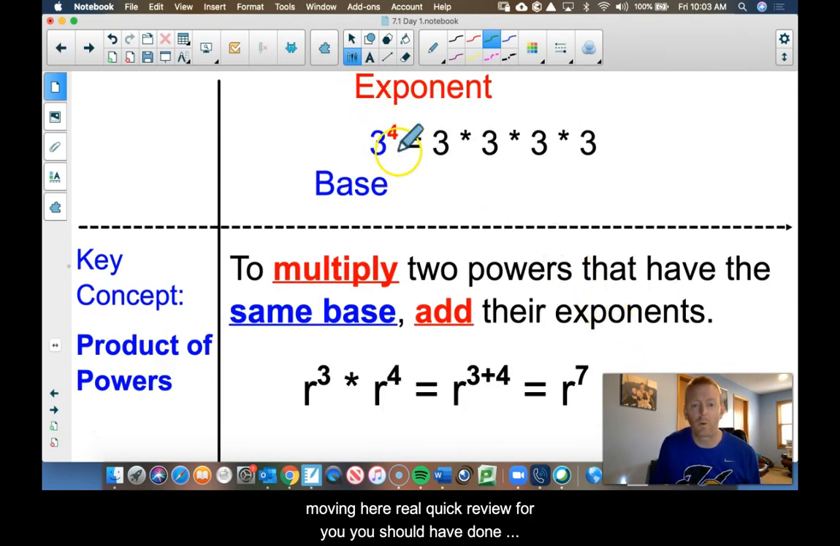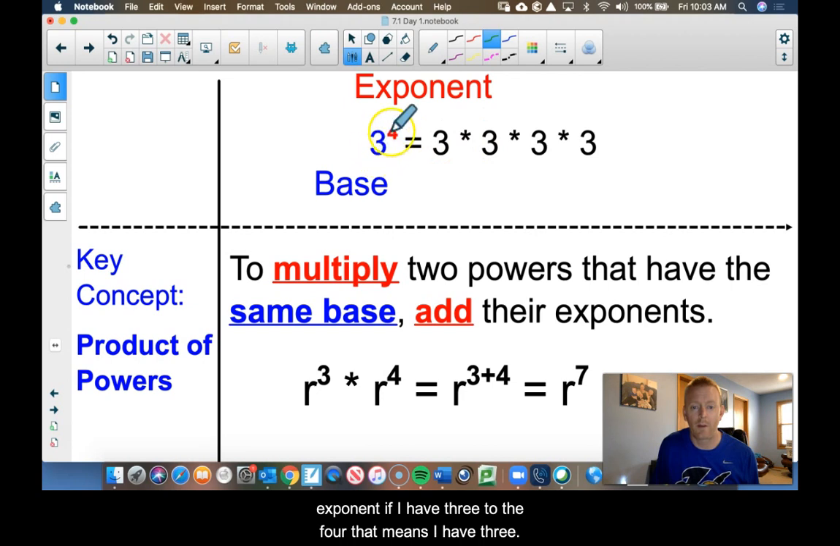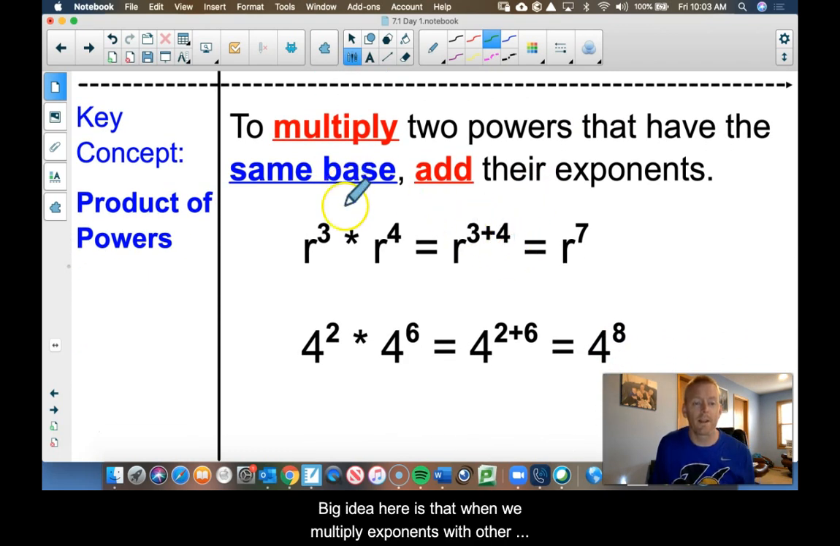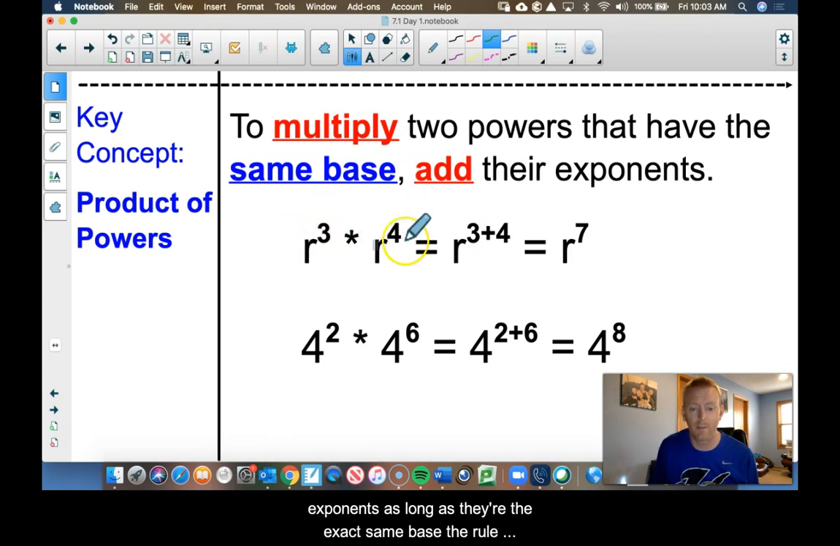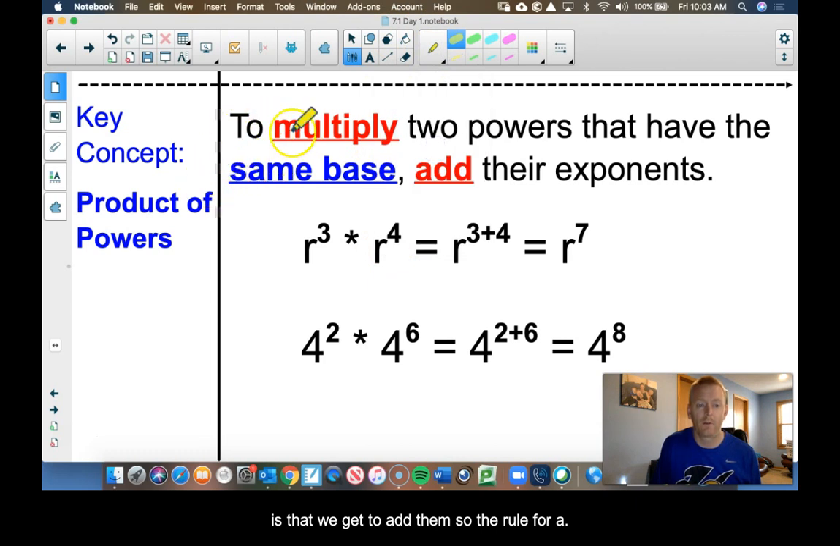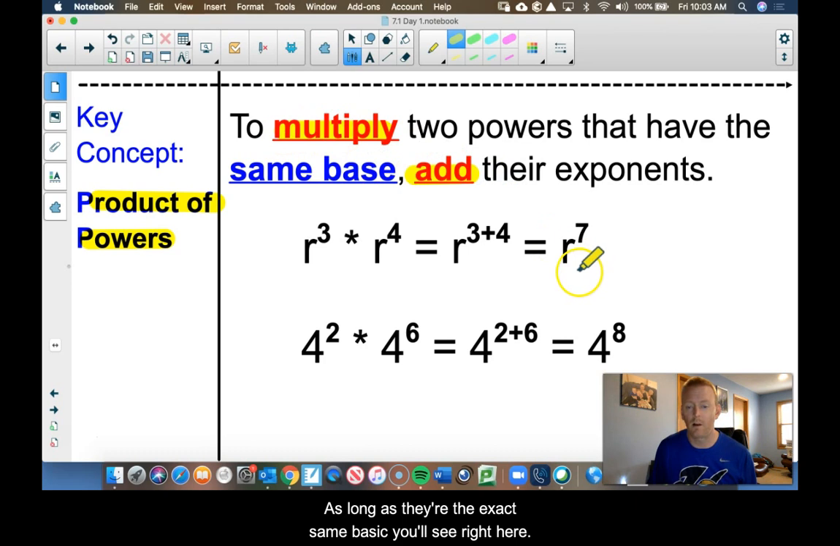Exponents, this is a real quick review for you. You should have done this for the last few years. This is your base, this is your exponent. If I have 3 to the 4th, that means I have four 3s. So the big idea here is that when we multiply exponents with other exponents, as long as they have the exact same base, the rule is that we get to add them. So the rule for a product of powers is if we're multiplying, we add. So when you multiply, you add, as long as they have the exact same base.